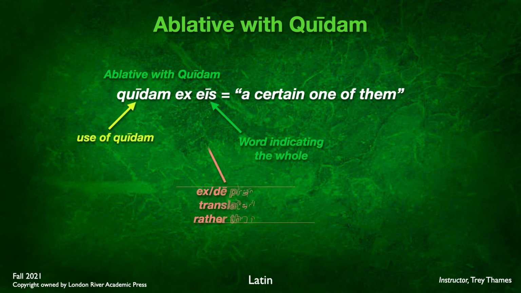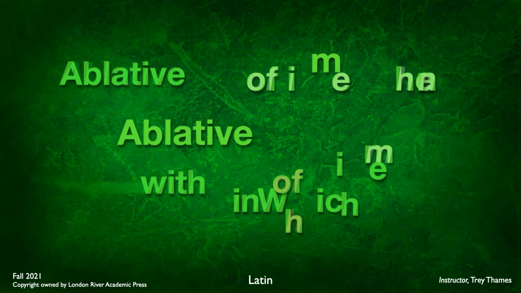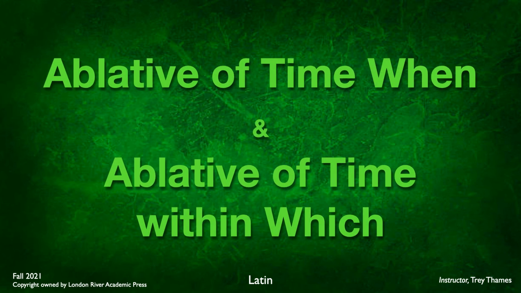So quidam is the portion word. It's not all of the friends. It's a certain one of eis, them. That's the whole. So here, and again, preceded by the preposition ex, this is the ablative with quidam. Same construct as the ablative with cardinal numbers. All right. 2 more uses of the ablative that are new for us.